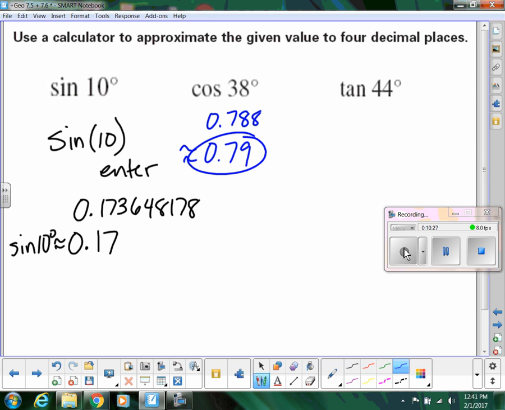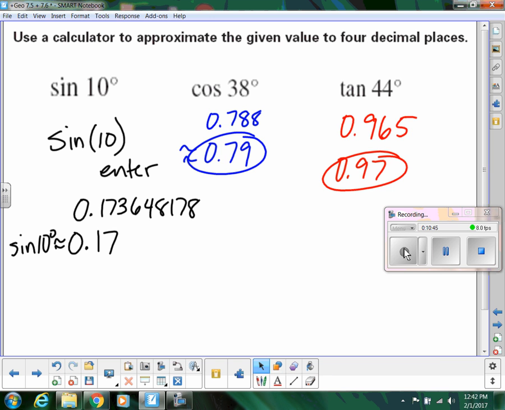Okay, and again, those are approximately. These are decimals. Whenever we're rounding, we're doing an approximation. And then tangent of 44, I got 0.965, which rounds up to be 0.97. Okay, so that's how you use your calculator.